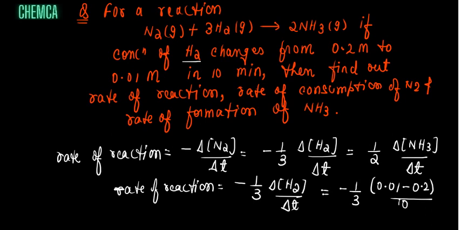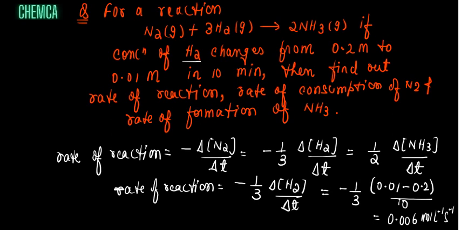So when you calculate this, 0.01 minus 0.2 will be minus 0.19. That has to be divided by 3 into 10, that is 30. So that will give us 0.006, and the minus will multiply, it will become a positive value. So we'll get 0.006 mole per liter per second.